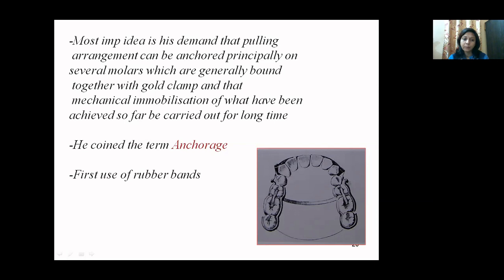And he was the person who coined the term anchorage, and today we know the importance of anchorage in orthodontia. And he was also the first person to use rubber bands in orthodontia.